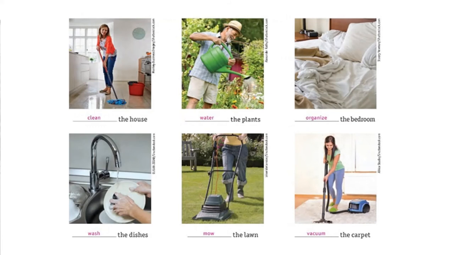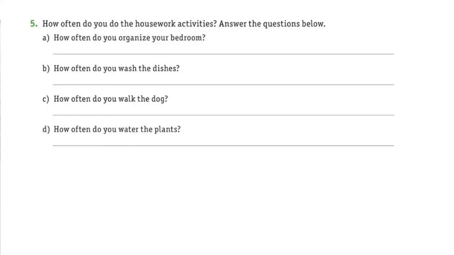the carpet, ok? So, it's a very easy exercise for all of us. And after that, we're gonna go to exercise number 5, in which you're gonna find some personal questions, okay? So those are personal questions about you, okay? So question number 1, how often do you do the housework activities? Então, com que frequência você faz as atividades da casa, né? As obrigações da casa. How often do you organize your bedroom?